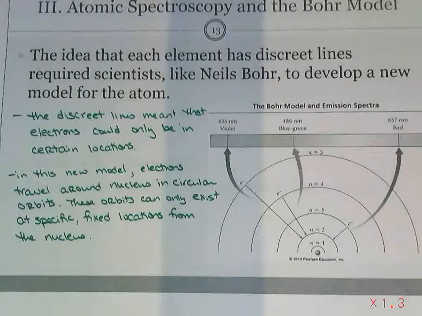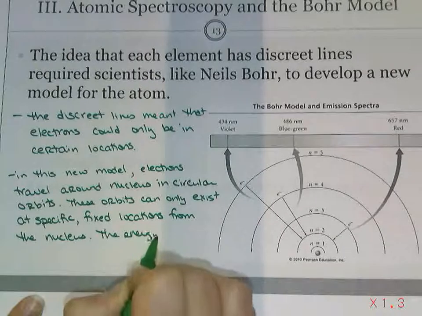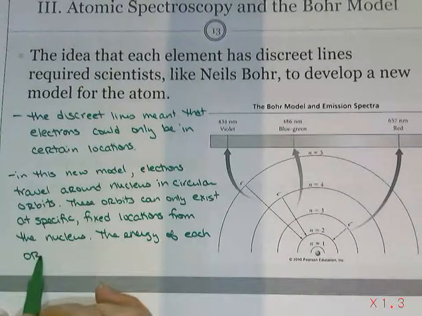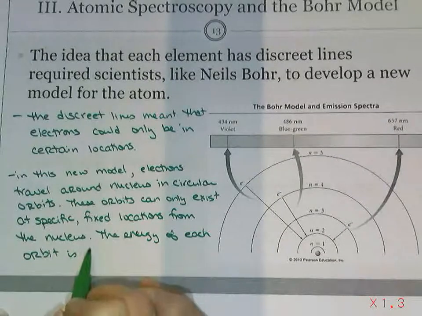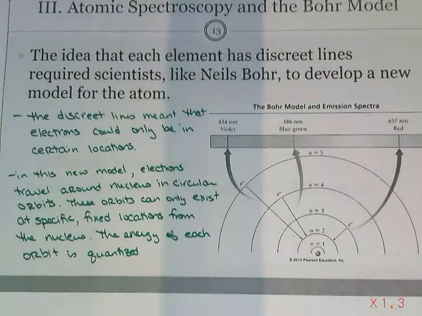All right, so then last time we talked about the photoelectric effect and that light came in discrete packets. That light came as a clump of energy. Well, that must also be true for these electrons. So the energy of each orbit is quantized.